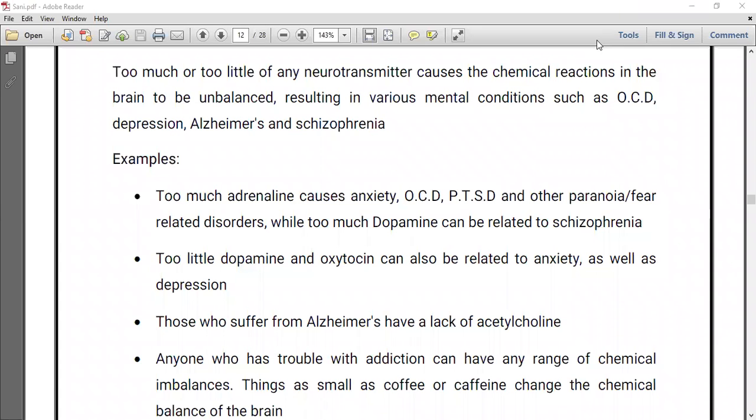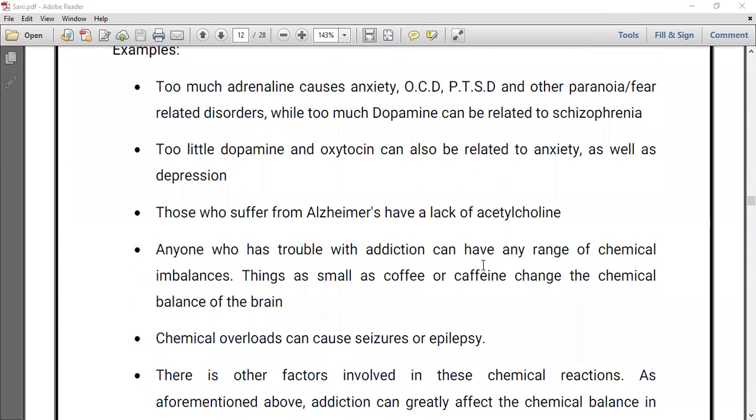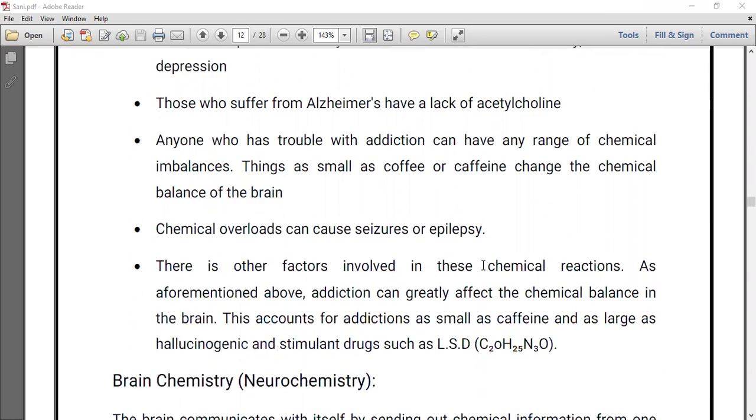The second one is that too little dopamine and oxytocin can also be related to anxiety as well as depression. Those who suffer from Alzheimer's have a lack of acetylcholine. Anyone who has trouble with addiction can have a range of chemical imbalances, and coffee or caffeine also changes the chemical balance of the brain. Chemical overload can cause seizures and epilepsy. There are other factors involved in these chemical reactions, as mentioned above. Addiction can greatly affect the chemical balance in the brain.